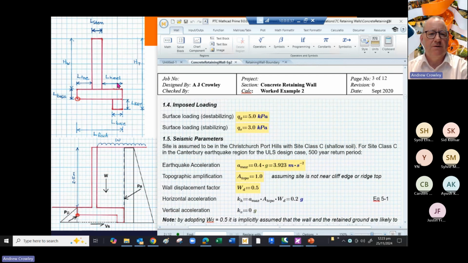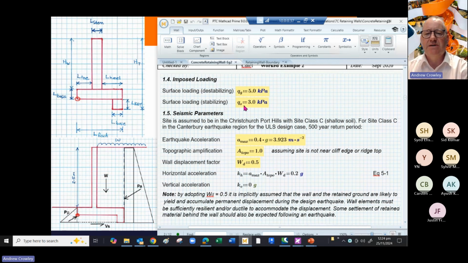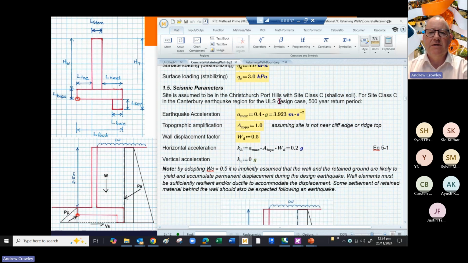Our imposed loading on the surface, W, in this case we've called it Q, as 5, but in cases where it's stabilizing, we've put a smaller factor in there. Now looking on to the seismic parameters. This example is based in Christchurch, and most of the examples in that MBIE guidance are taken from Christchurch. So it's assumed it's Class C soils, and you're looking at a 500-year return period.